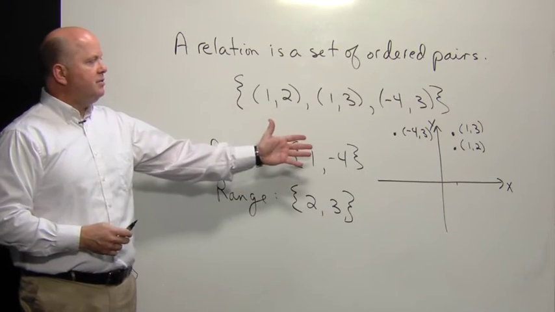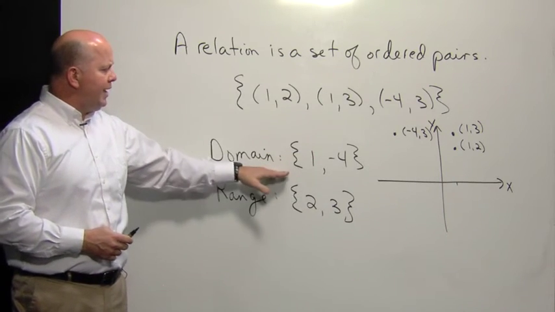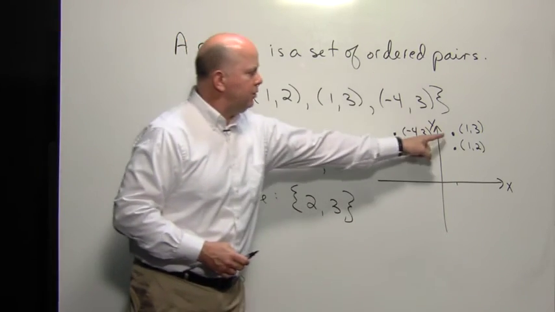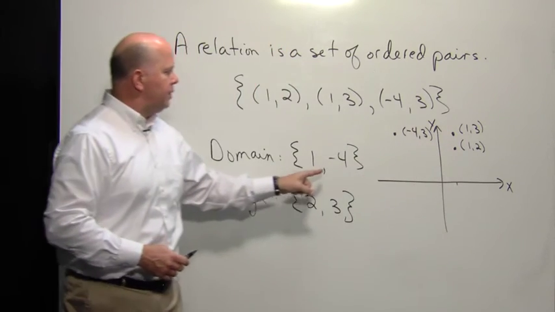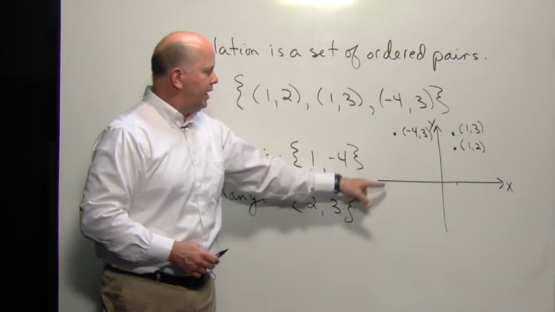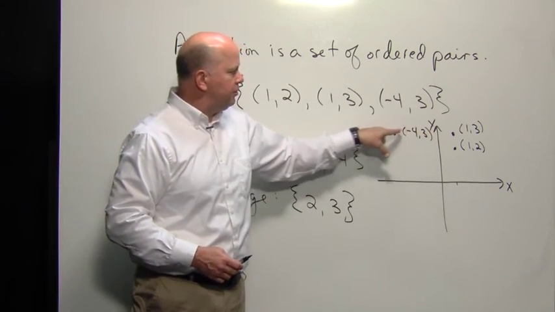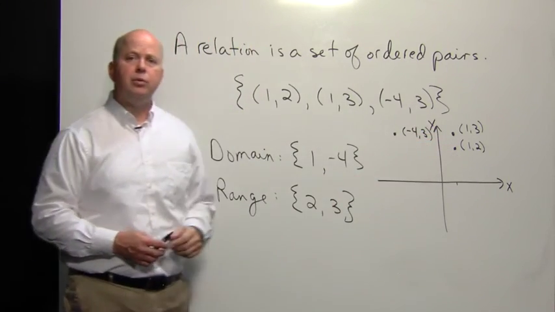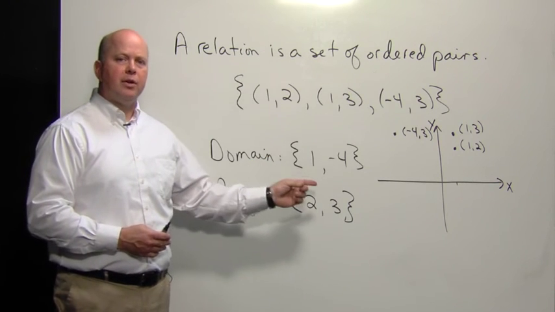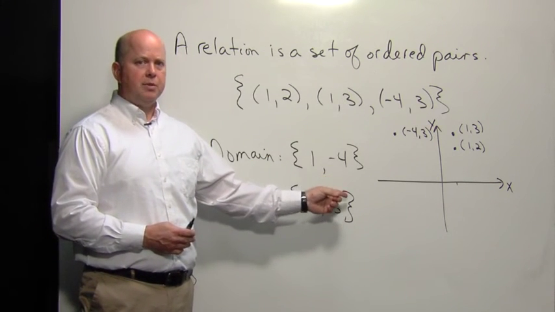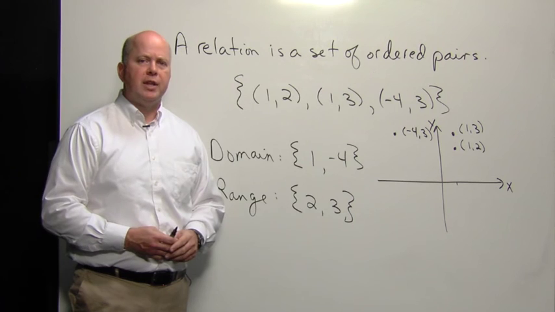And as we look at these values, we will again see that the domain, the possible x values of these coordinates, represent 1 and -4. And here the y values are going to be 3 and 2. And there are other manners in which this can be demonstrated, and those will be for future classes.